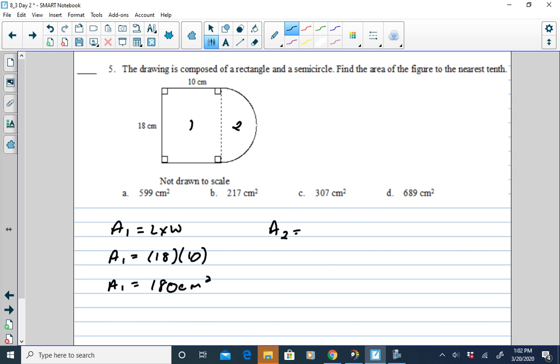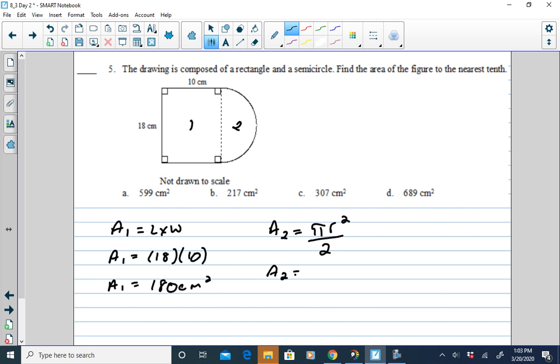So area 2 is going to be equal to pi times r squared, but because it's a semicircle, we need to take half of that area, right? Because the area of a circle is pi times the radius squared, but we're not finding the area of an entire circle, we're finding the area of a semicircle, which is half of a circle, so we have to take our formula for area and divide it by 2.